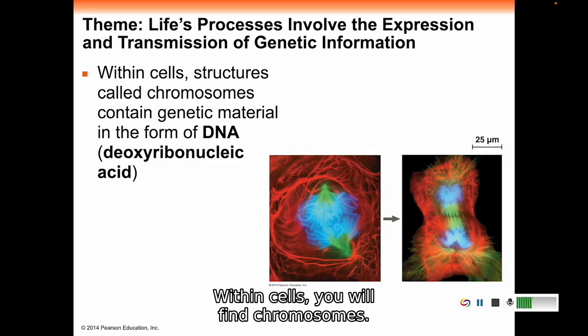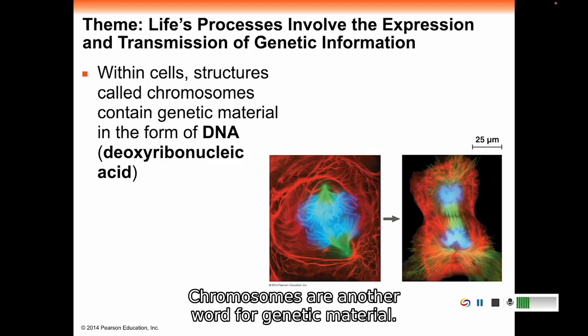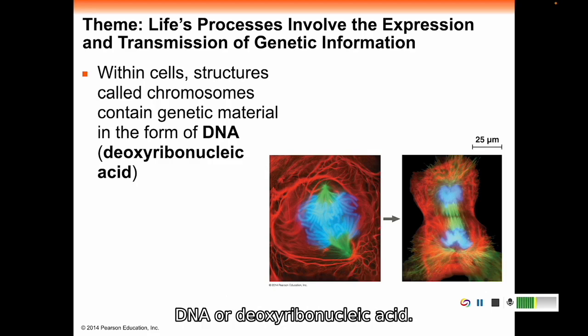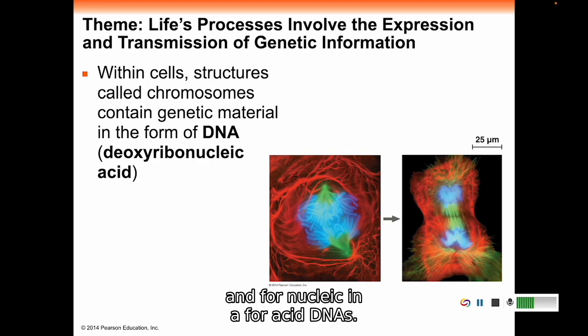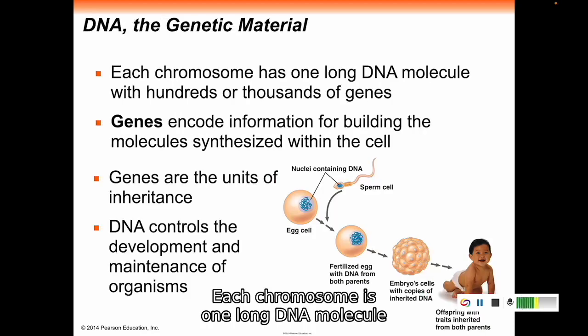Within cells, you will find chromosomes. Chromosomes are another word for genetic material. Genetic material is in the form of DNA, or deoxyribonucleic acid. So D stands for deoxyribo, N for nucleic, and A for acid. Each chromosome is one long DNA molecule that has hundreds of thousands of genes.